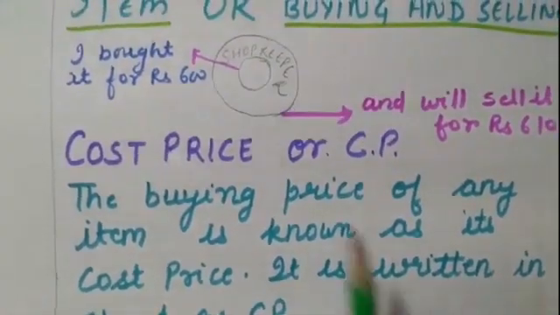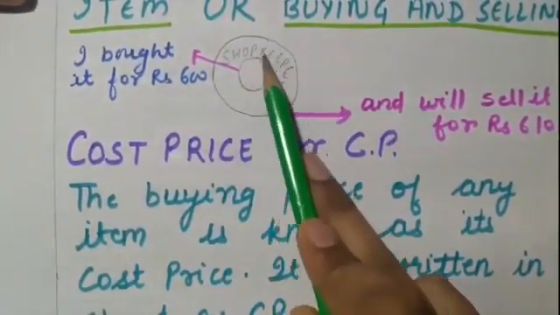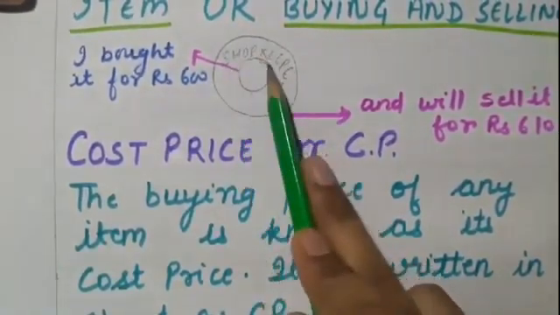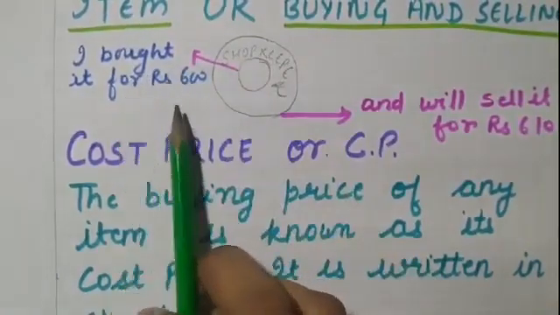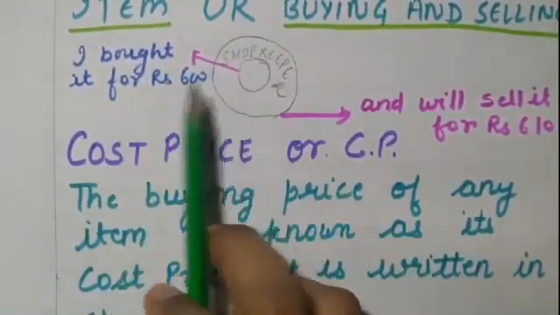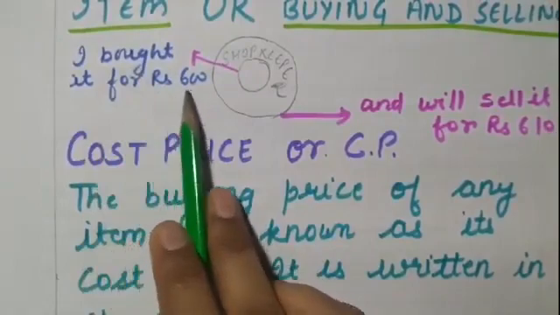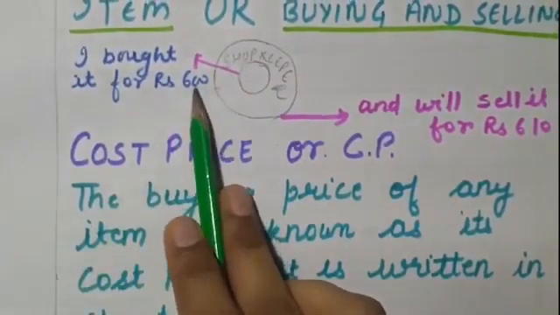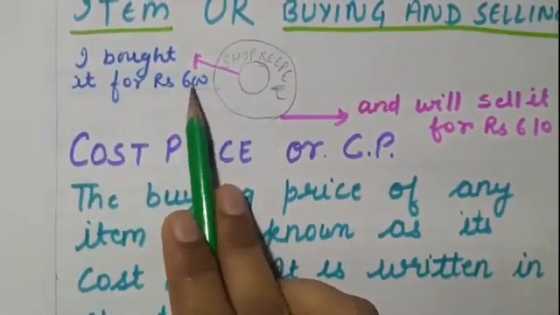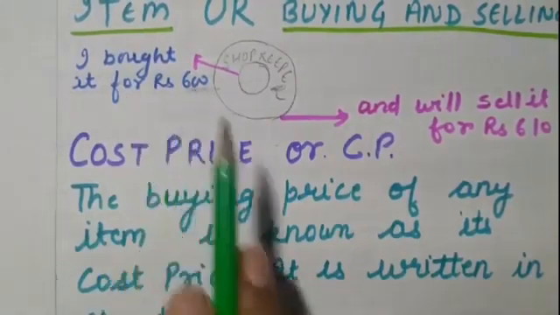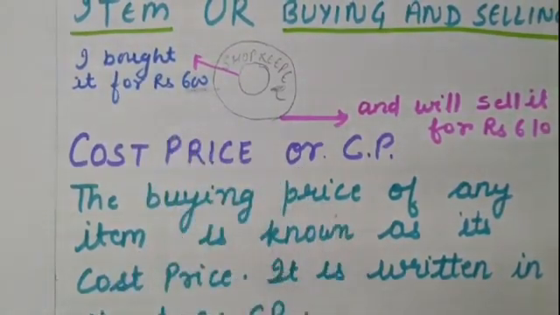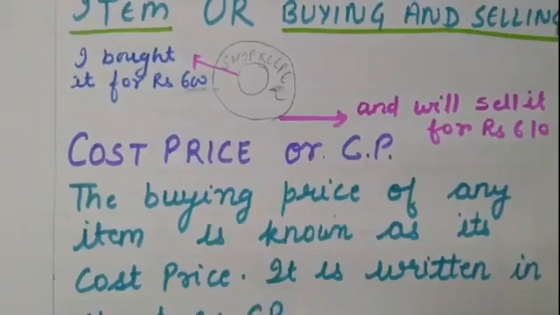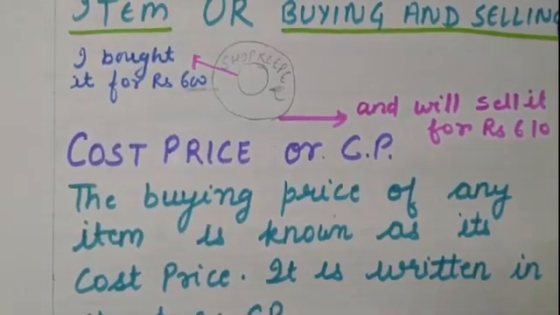Here I have given an example. Suppose this is an object and this is a shopkeeper. I bought it for rupees 600. There is an object and I bought that object for rupees 600. It means that is the cost price. So in this case, the cost price is 600. Cost price means the buying price. Simply, the price at which a commodity or an object is purchased is known as cost price.